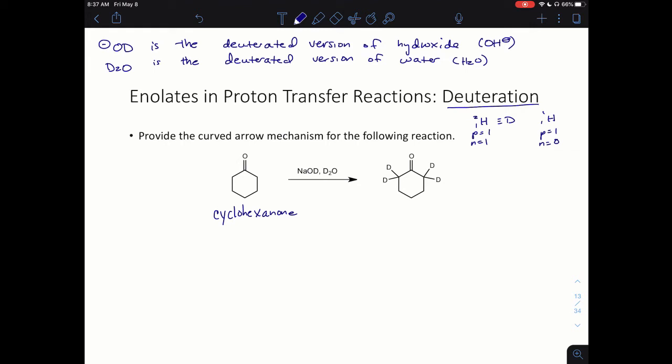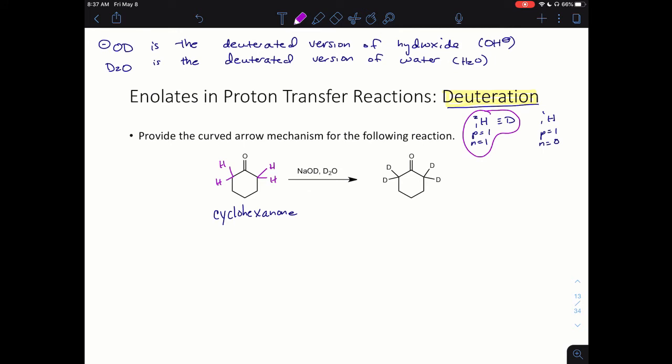We're going to look at some enolates and enols in action today. So this is the first reaction we'll look at, and it's called a deuteration reaction. Deuteration really just means replacing hydrogen atoms with deuterium. Deuterium is the common name, the fancy name, for the hydrogen 2 nucleus.